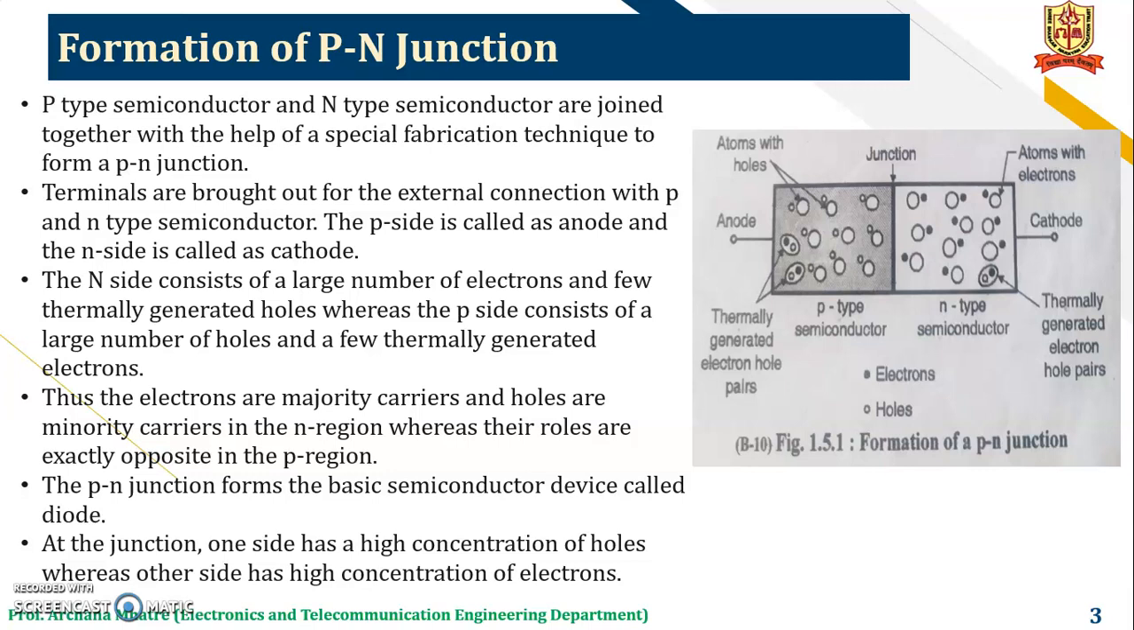The N side consists of a large number of electrons and few thermally generated holes, whereas the P side consists of a large number of holes and few thermally generated electrons. Thus, the electrons are majority carriers and holes are minority carriers in the N region, whereas the roles are exactly opposite in the P region. The PN junction forms the basic semiconductor device called as a diode. At the junction, one side has a high concentration of holes, whereas the other side has a high concentration of electrons.